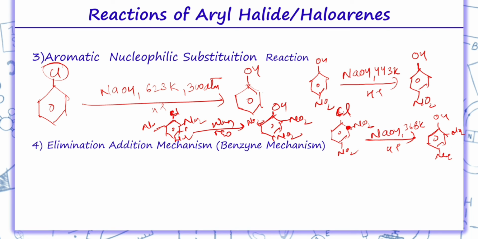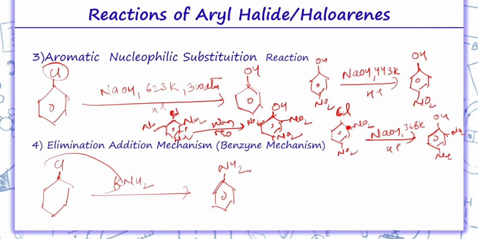Now coming on to the next, the elimination addition reaction, that is the Benzyne mechanism. Strong bases like sodium amide and potassium amide react readily with aryl halides. Here we are taking potassium amide. KCl will be eliminated and thus we get NH2. This is how chlorobenzene can be converted into aniline.